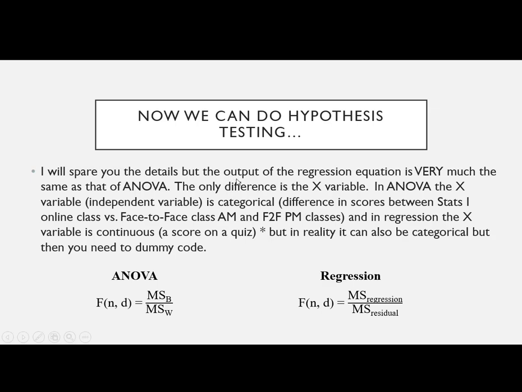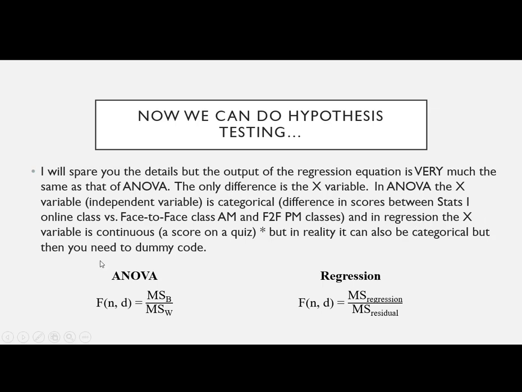I'll spare you the details, but the output of a regression equation is very much the same as that of ANOVA. They both have ANOVA tables. The only difference is in the x variable. In ANOVA, the x variable, the independent variable, is categorical. So I had to dig deep to think of three groups: the difference in scores between a Stats 1 online class, a Stats 1 face-to-face class in the morning, and a Stats 1 face-to-face class in the evening. So three groups.